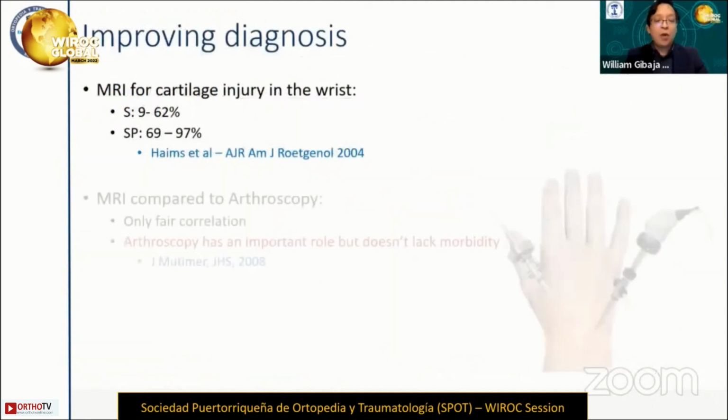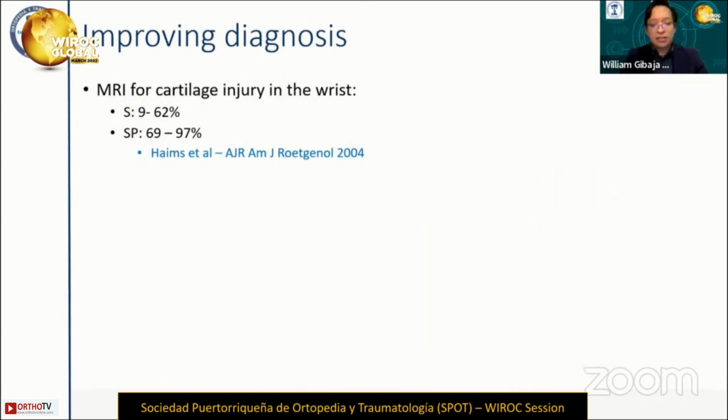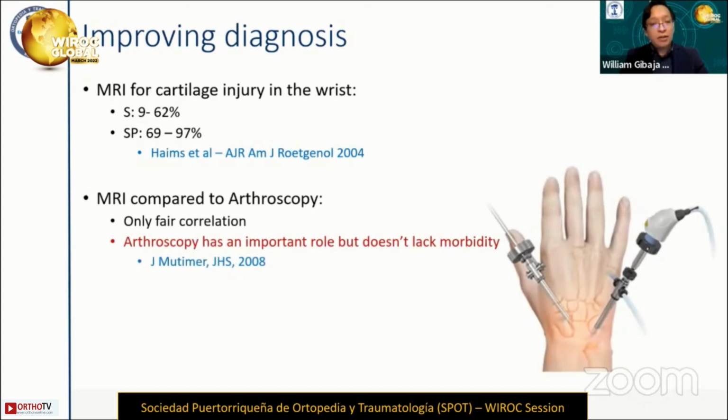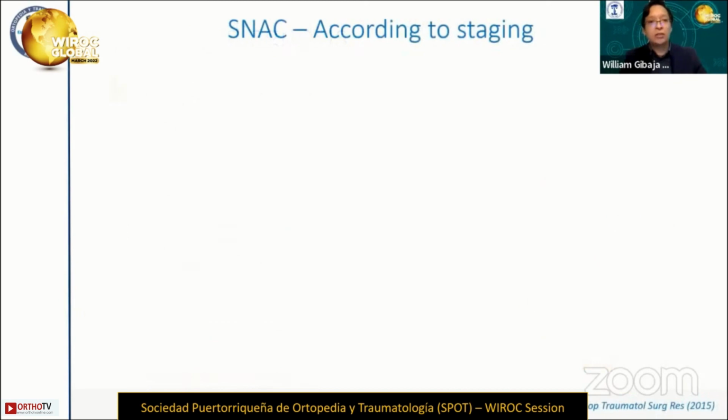If we use MRI for cartilage injury, MRI itself just has a low sensitivity. And if we compare this to arthroscopy, they do not always correlate. Arthroscopy has a more important role in evaluating chondral injuries, and it might be the gold standard, although it is not without morbidity. So it's a tool that you need to know when and how to use.